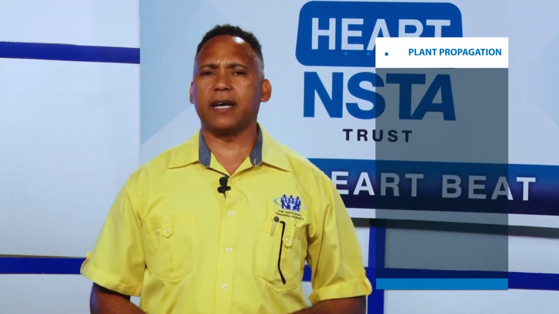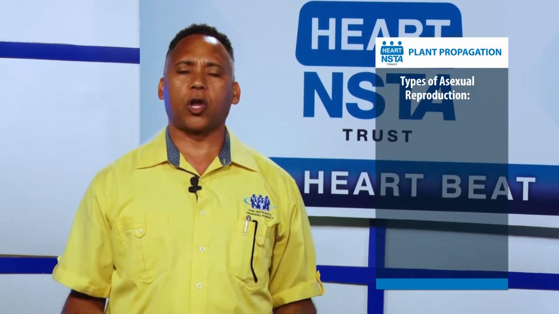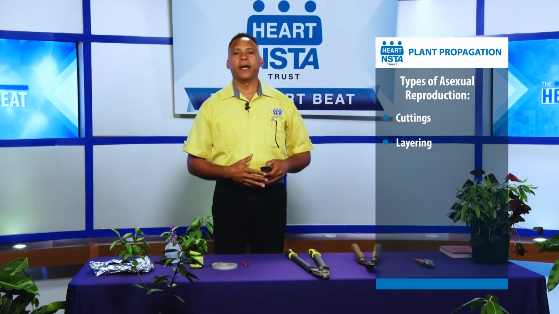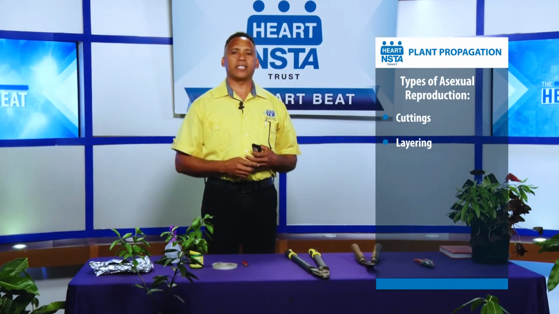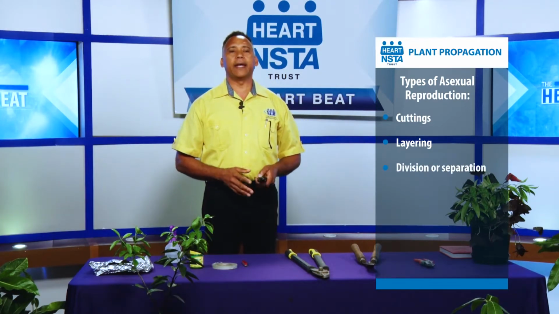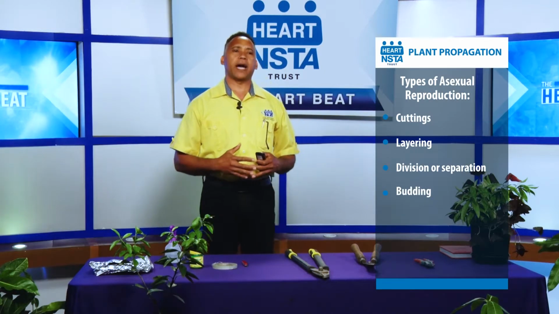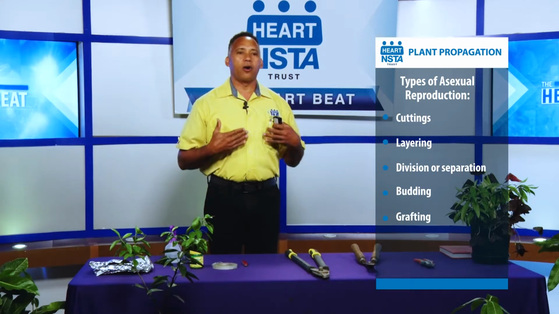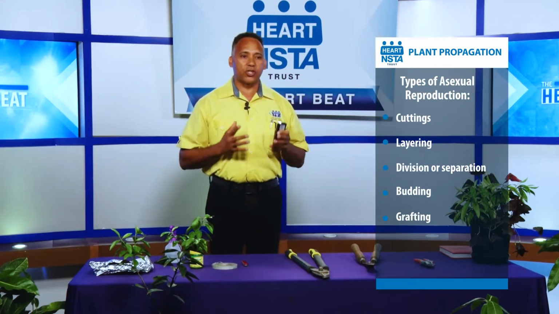Types of asexual propagation would include your cuttings. We're going to be demonstrating that later on. Your layering, we call air layering or ground layering. Sometimes in some plants like bananas, we have to do what's called division. In grafting and budding, sometimes plants like your mangoes that are hybrid have to be grafted so you can have those genetic materials preserved.